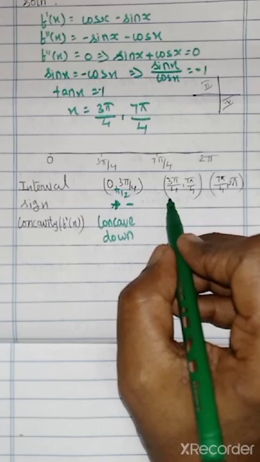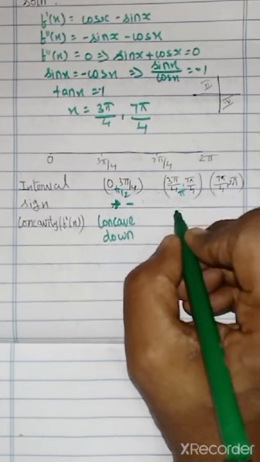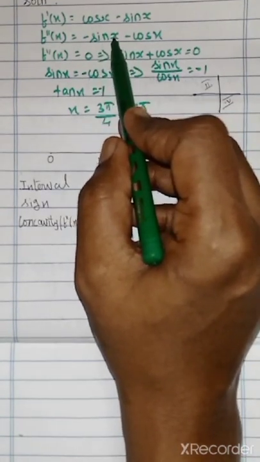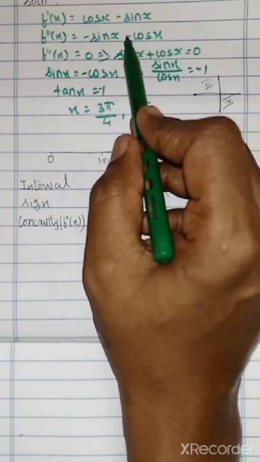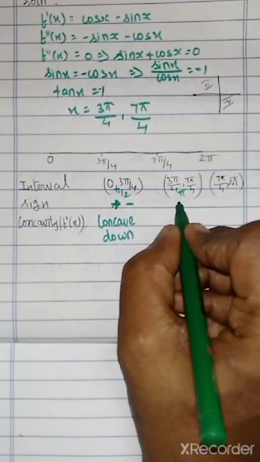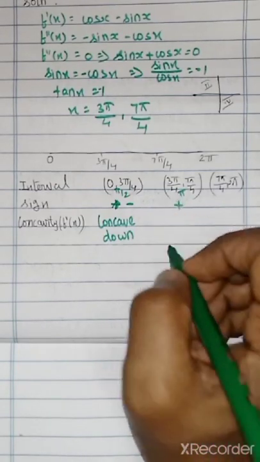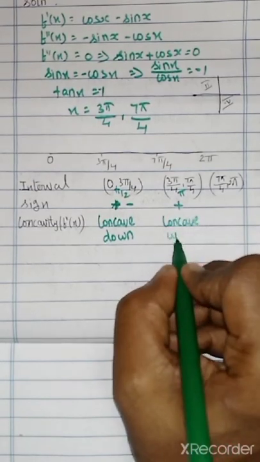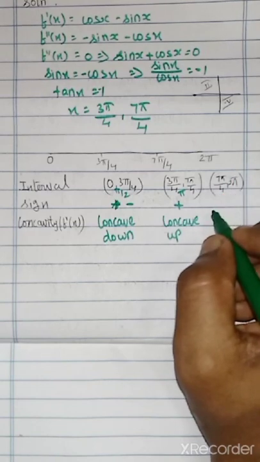3 pi by 4 to 7 pi by 4, we can take one value, that is pi. So if I take pi and substitute here, sin pi is 0, so no problem. Cos pi is minus 1, and since there is a minus here, it becomes plus, so you will get positive. Since we are getting positive, this is concave upward. Next, 7 pi by 4 to 2 pi.